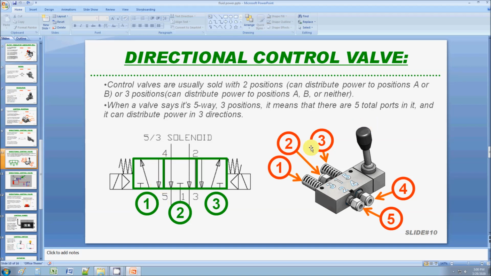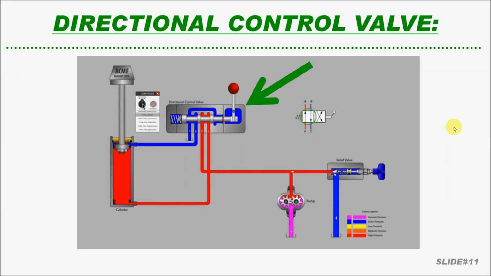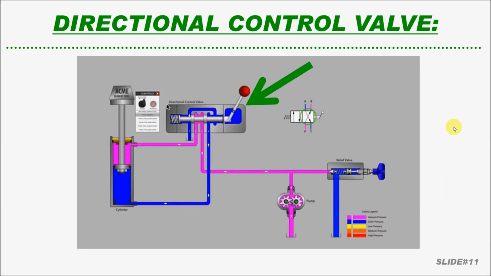Finally, if I go to the 3rd position, the power goes from port 1 to 2. So the energy goes through here. And then port 4 is exhausted to atmosphere, okay? So let's talk about a few things. Let's look at this diagram.